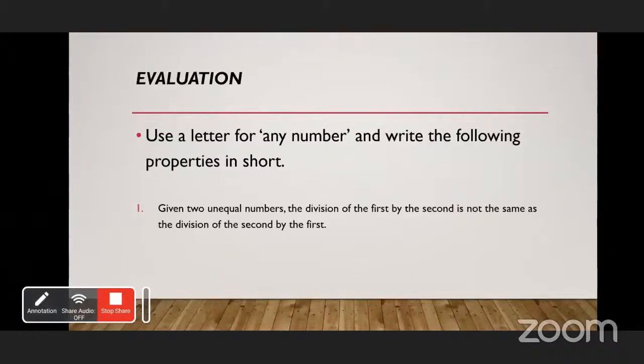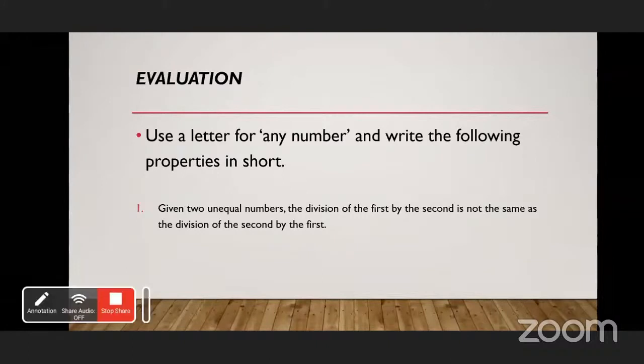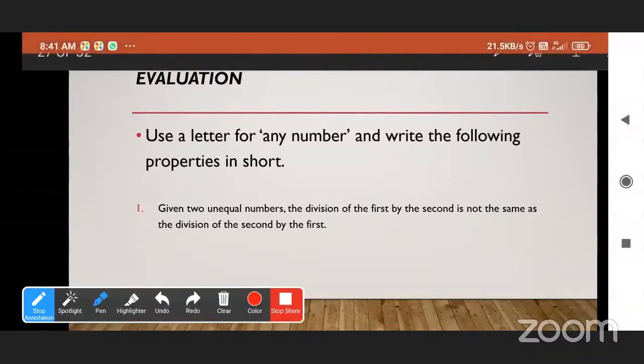Now, here are the questions for evaluation. Read the question. Use a letter for any number and write the following properties in short. So, wherever any number is given, we will put any alphabet or letter and we will write the property in short. Now read the first one.